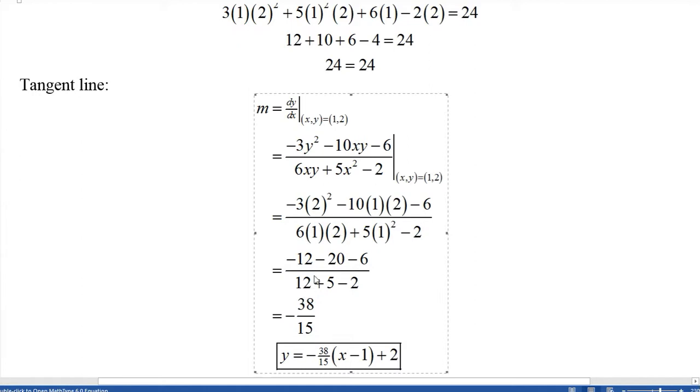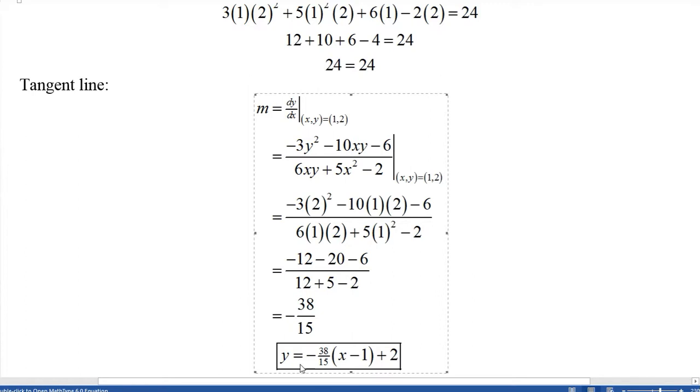6 times 1 times 2 is 12. 5 times 1 squared is 5, and then we got minus 2. 12 minus 2 is 10, plus 5 more is 15. And on the top I get negative 20, negative 12 is negative 32, plus negative 6, that's negative 38. I wrote the 38 on the top, put the negative out front. So that is your slope.